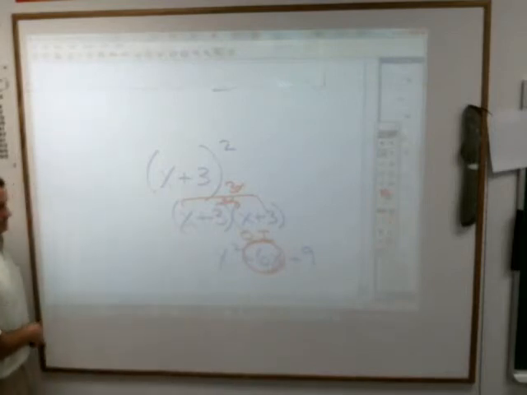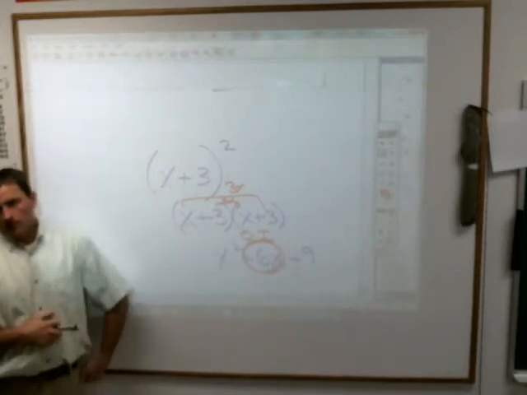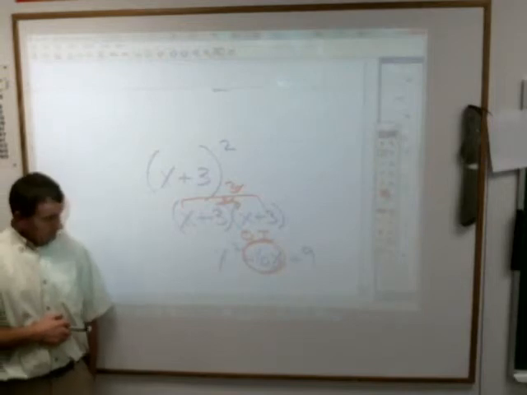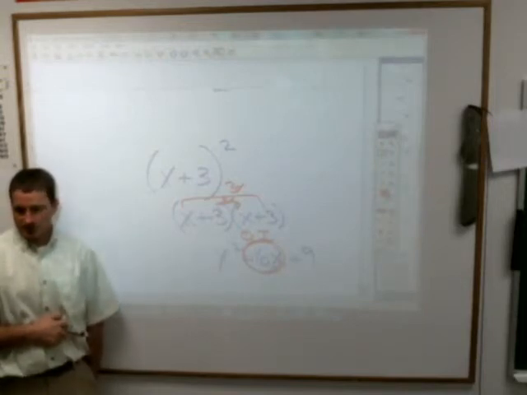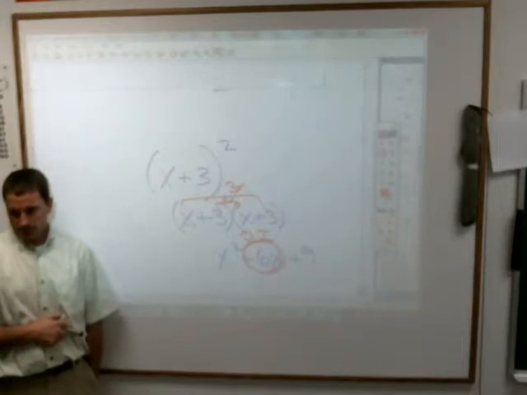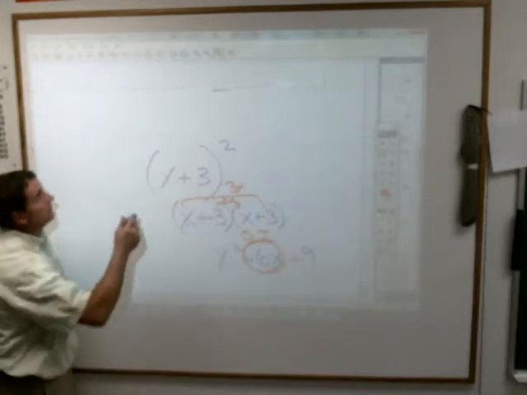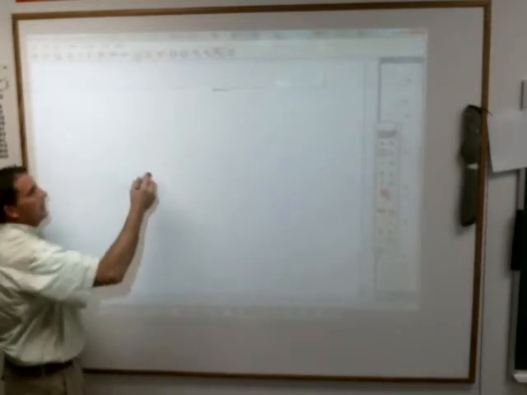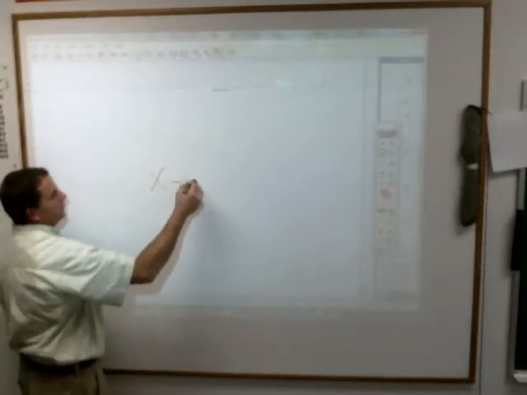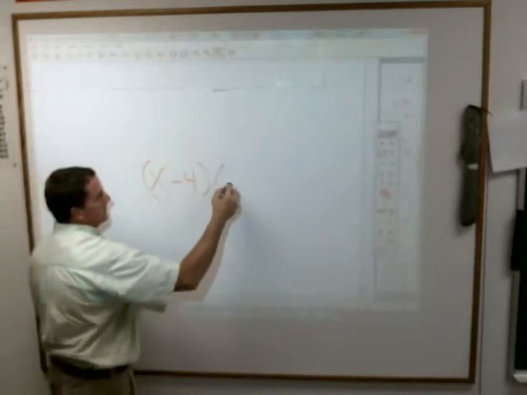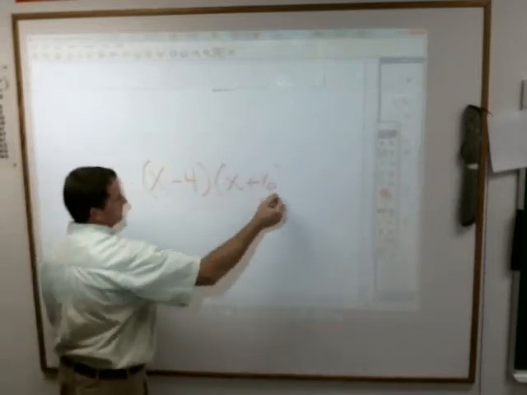Kendall? For the 6x and x squared, why can't you combine those? Because their x squareds are not the same as x's. They have to be the same letters to the same exponents. You can't. That's multiplying. I will give you plenty to do. x minus 4 times x plus 6.